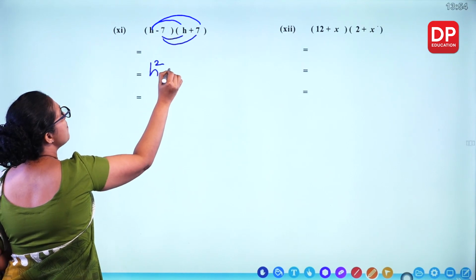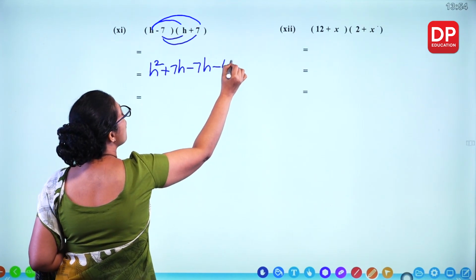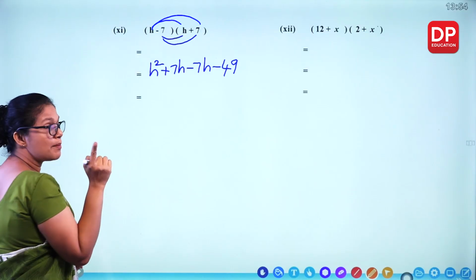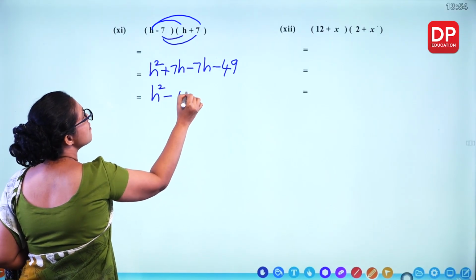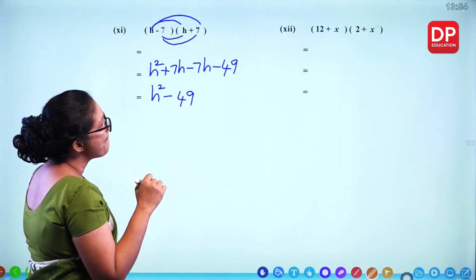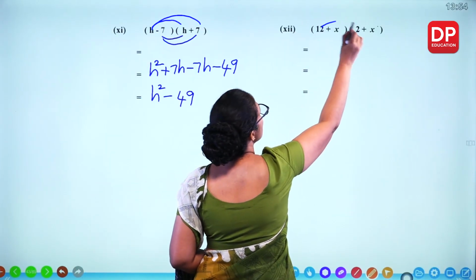h squared plus 7h minus 7h minus 49. The middle terms get cancelled out. h squared minus 49. This one, use the rainbow method.